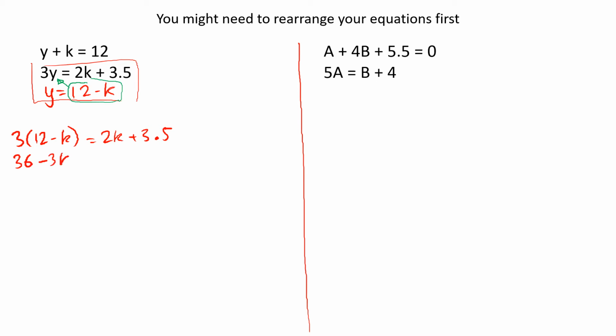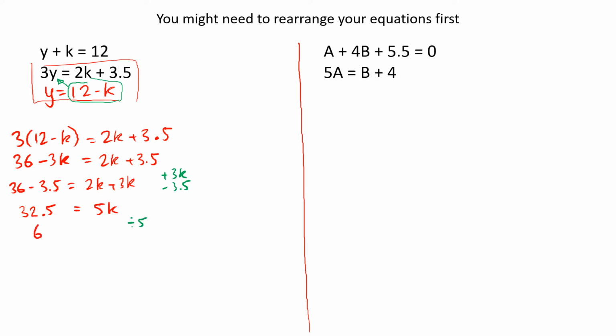Expand. 36 minus 3k is 2k plus 3.5. And then we can do our collecting terms. So I think we're going to add 3k to both sides, and we're also going to take away 3.5 from each side. So I'll end up with 36 minus 3.5 is 2k plus 3k, which gives us that 5k is 32.5, which is good. We can divide by 5 there, and you can have decimals in a simultaneous equation. That's okay. We'll end up with k is equal to 6.5.